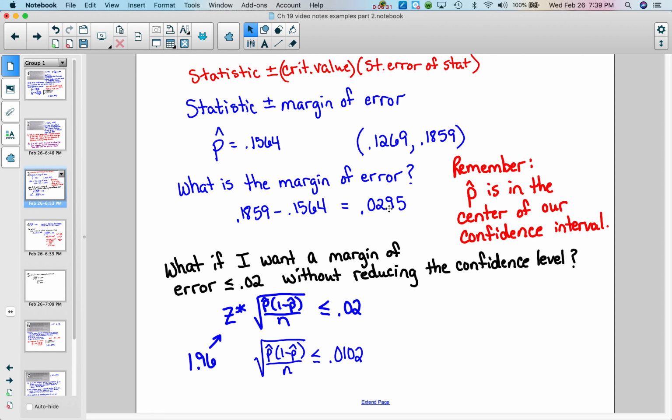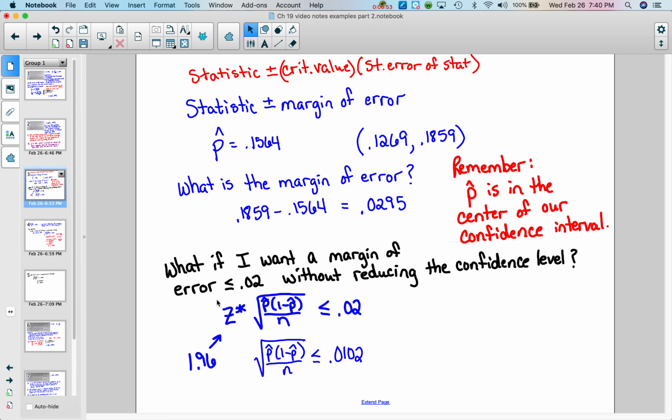So ideally, we would like the margin of error to be as small as possible. So sometimes we want to think about, well, what if I want a margin of error? In this case, I want to reduce it, and I want it to be less than or equal to 0.02. But I don't want to reduce the confidence level. So I want to maintain my confidence, but I want to reduce my margin of error.